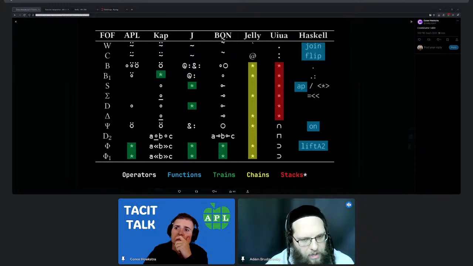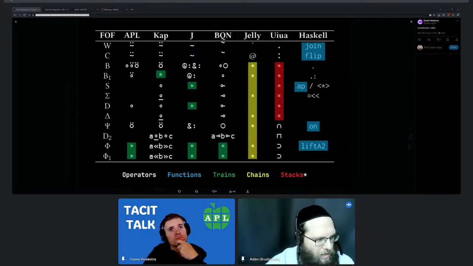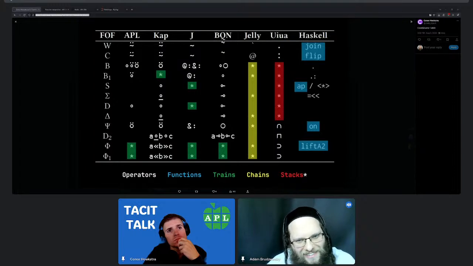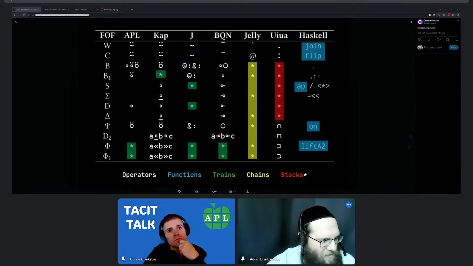So those pairings between monadic and dyadic forms would be very clear. It's the same symbol, but with one dot and two dots on top. And well, I like that scheme better, but I'm not the one that decided what BQN would look like.